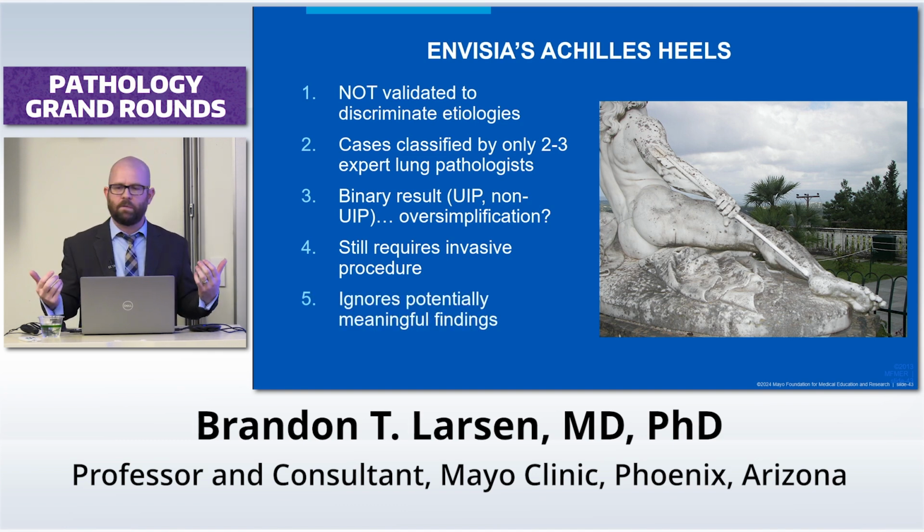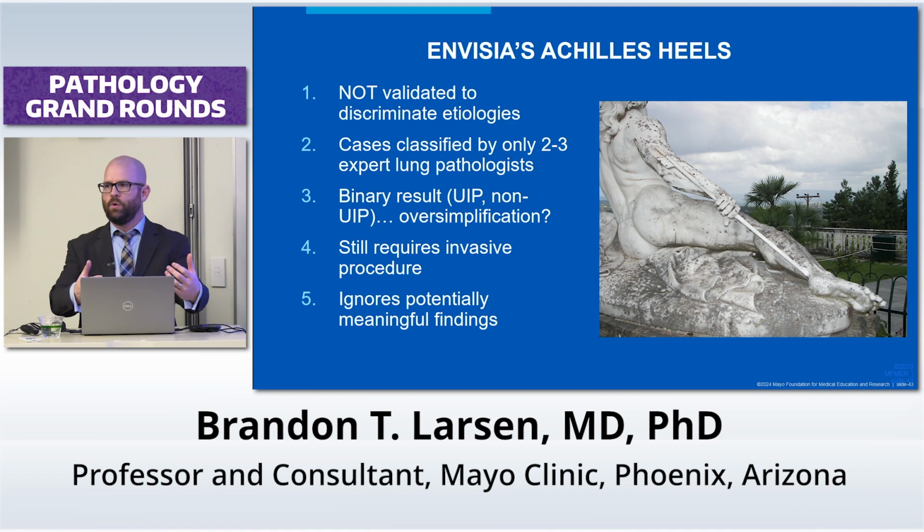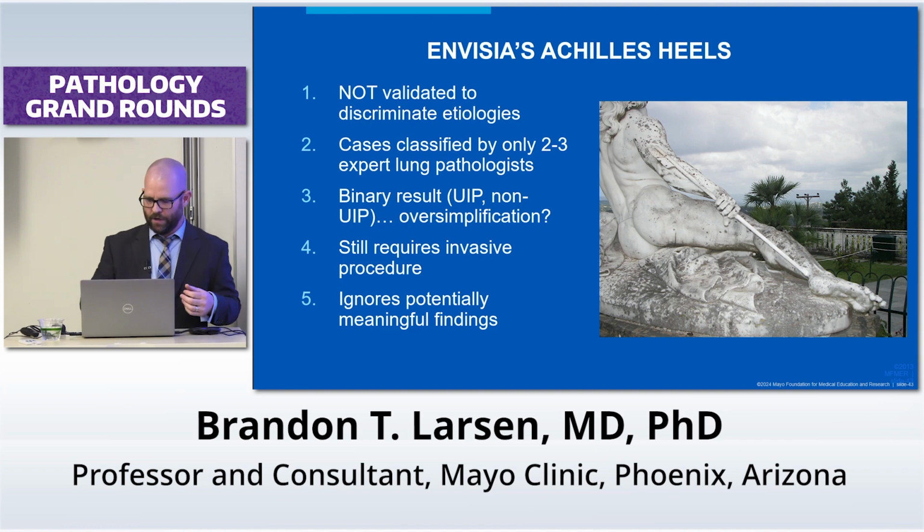And maybe it ignores potentially meaningful findings. Was there a lot of lymphoid hyperplasia in the sample? Were there granulomas in the sample? Were there other findings that might suggest what the underlying etiology was for the pulmonary fibrosis? You'll never know with this assay. It just simply comes back with a binary result, UIP or non-UIP.